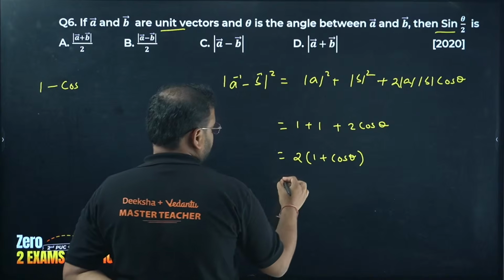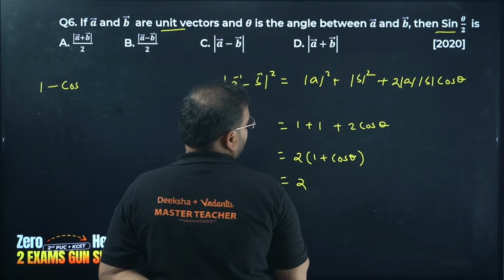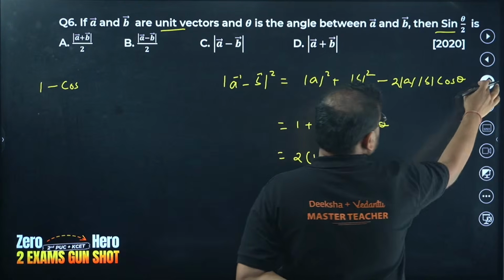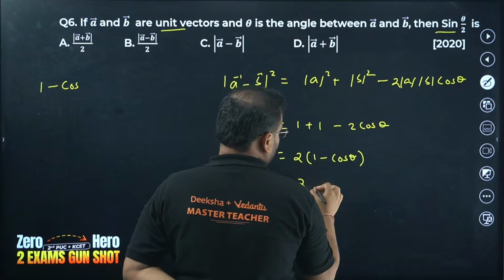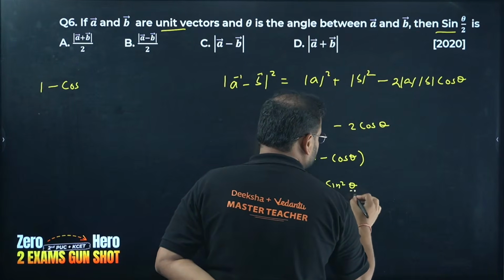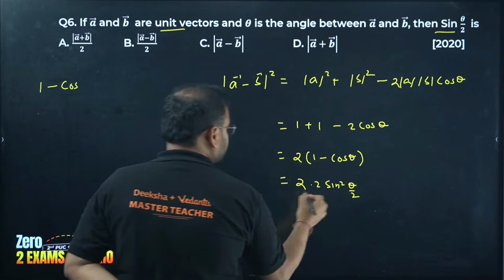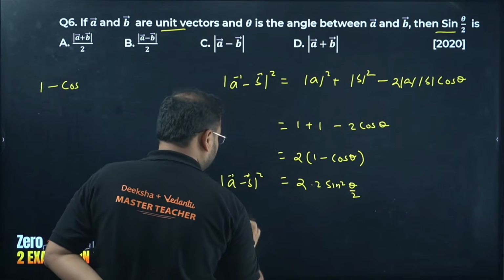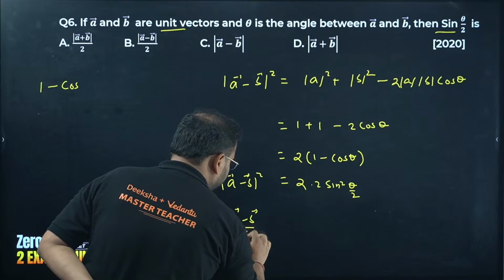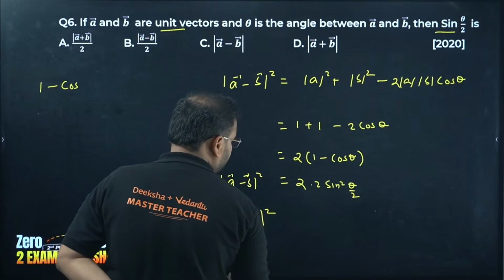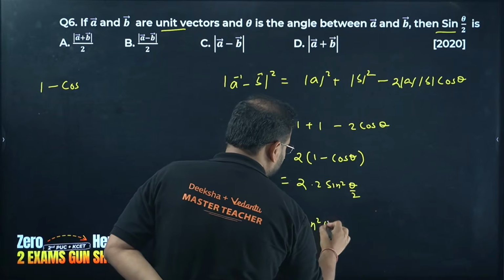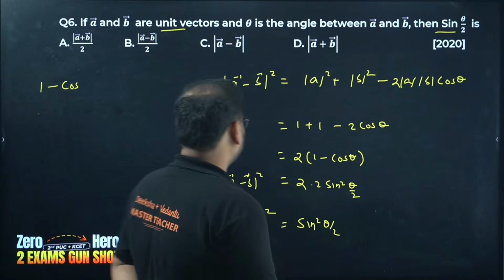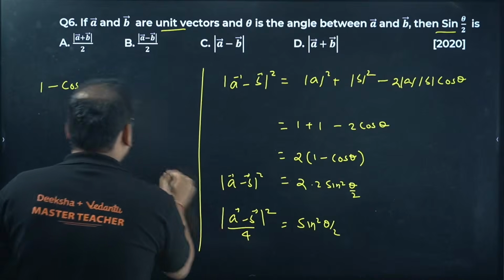So 2 times of this value will be what? Not plus, my bad. Minus, sorry, minus. Minus, as I said, minus. So we get here 2 into 2 sine square theta by 2. It becomes 4, and this side we have mod of A minus B the whole square. Move on this side, we get mod of A minus B by 4, and over here we have whole square. Okay, this is sine square theta by 2. I'm looking for the value of sine theta by 2.